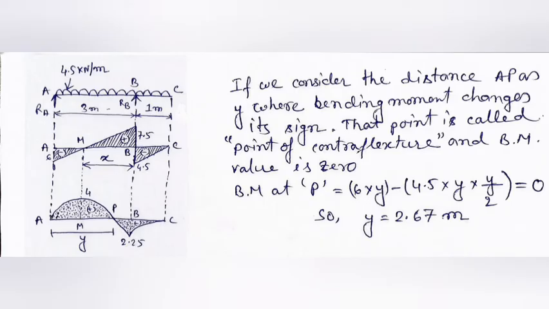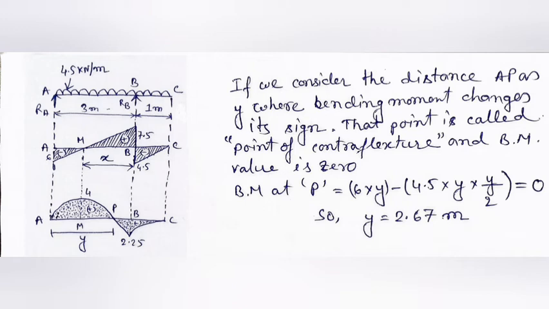Now we consider the point P, a distance y away from the point A, and at that point the bending moment equals 0, so the whole equation will equal 0. From there we will find the value of y, meaning the distance of the point of contraflexure from the point A. Now the bending moment at the point P would be RA into y minus 4.5 into y by 2 equals 0. From this equation we get y equal to 2.67 meter.